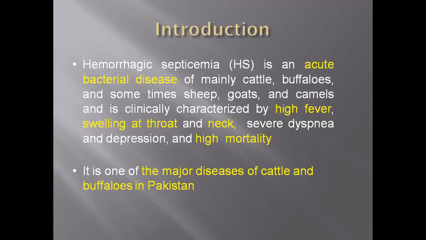So, hemorrhagic septicemia is an acute bacterial disease of mainly cattle and buffaloes, sometimes sheep and goats and camels, and is clinically characterized by high fever, swelling at throat and neck, severe dyspnea, depression, and high mortality. So this introduction gives you an idea what happens in this disease, what are important clinical signs and symptoms. The most important clinical sign is the swelling at throat and neck, resulting in difficult respiration, which is known as dyspnea. Because of this reason, we call this disease Gulghoto in Urdu. And it is one of the major diseases of cattle and buffaloes in Pakistan.